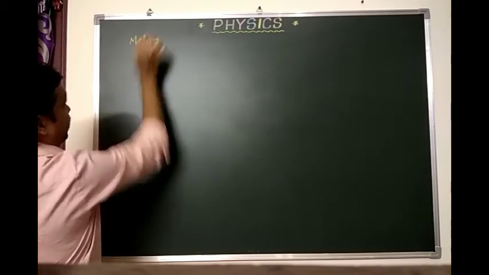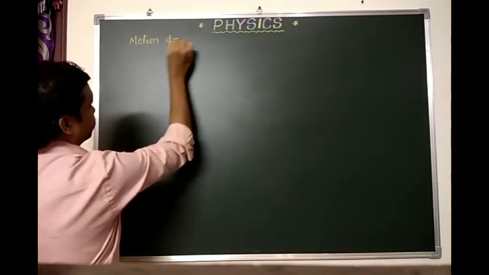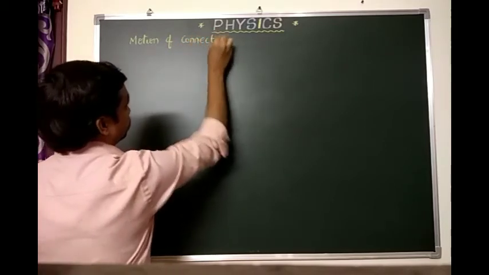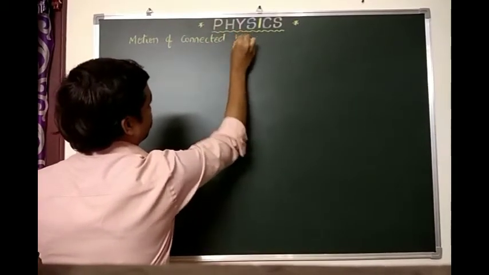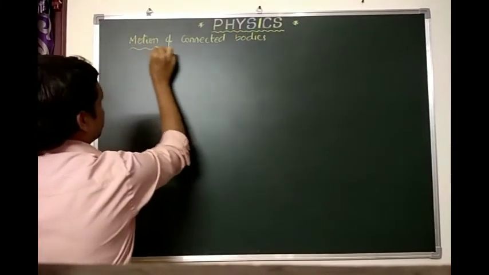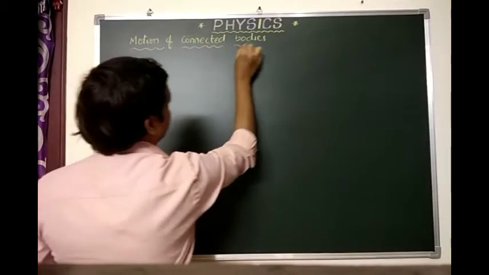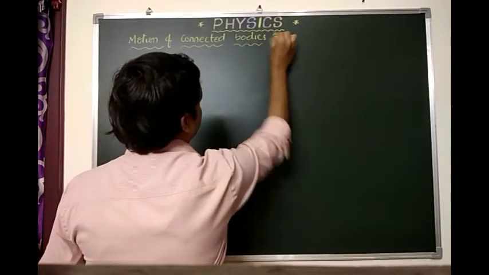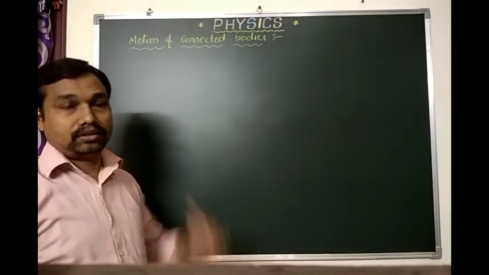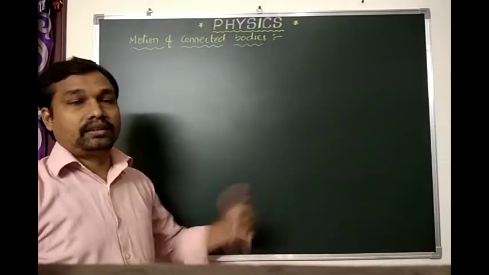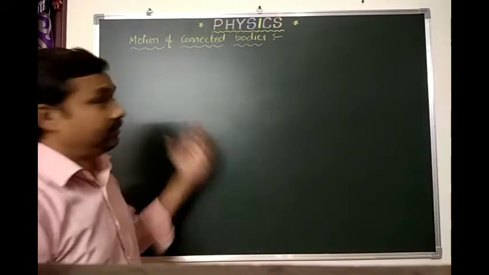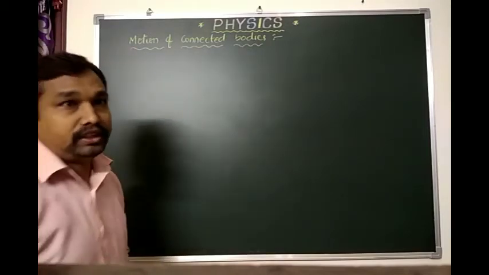Motion of connected bodies. First, let us discuss it on the horizontal surface. Later on, bodies passing over a pulley, we'll discuss in the next class. First, I will discuss the horizontal surface.